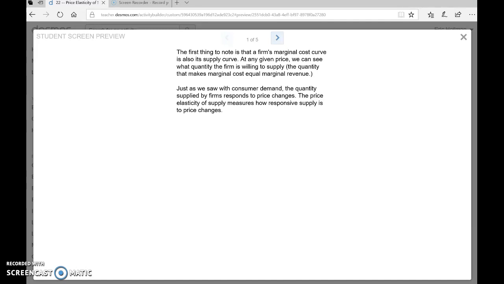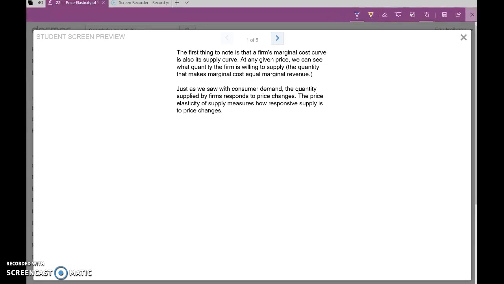Okay, so we've been talking about marginal cost curves in this unit. Important thing to notice is a marginal cost curve, as I'm sure we've talked about already, can also be considered as a supply curve, right? Here's the firm's marginal cost curve.